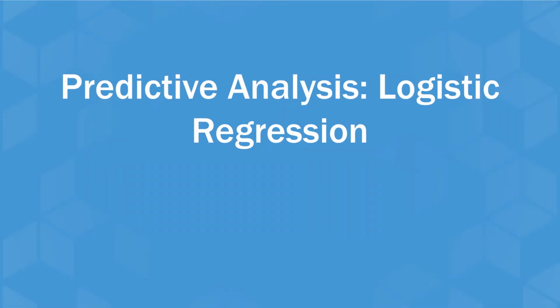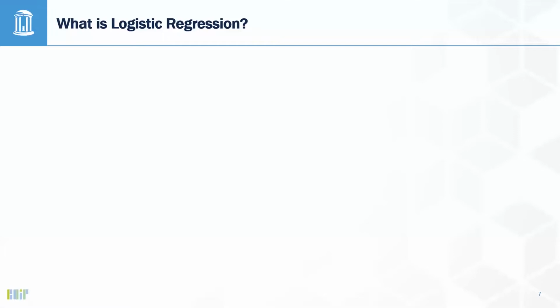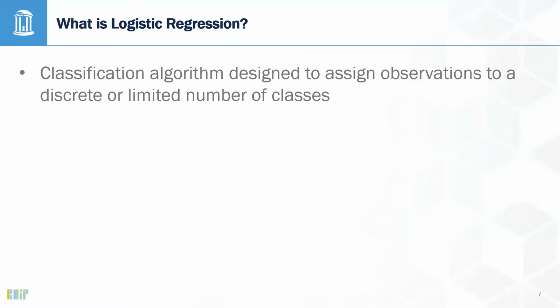We'll now be exploring our first predictive model, logistic regression. So, what is logistic regression? Logistic regression is an algorithm designed to classify or predict some kind of observation in a limited number of possible predictions or categories. One example of this is your email, predicting if an email is spam or not spam. In this case, there are only two possible categories.